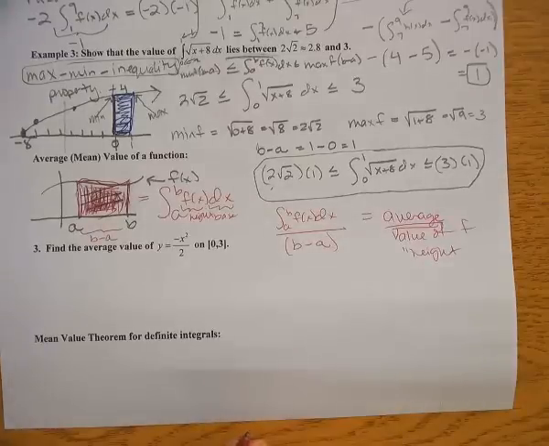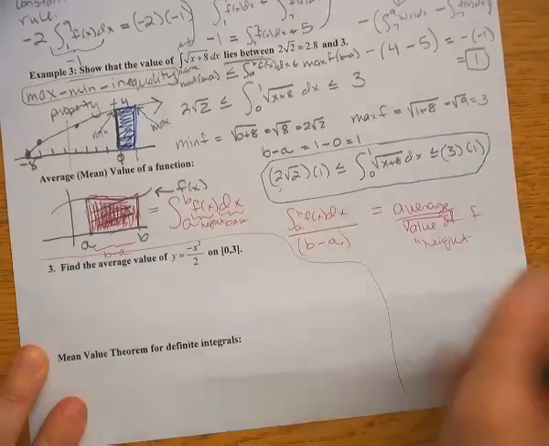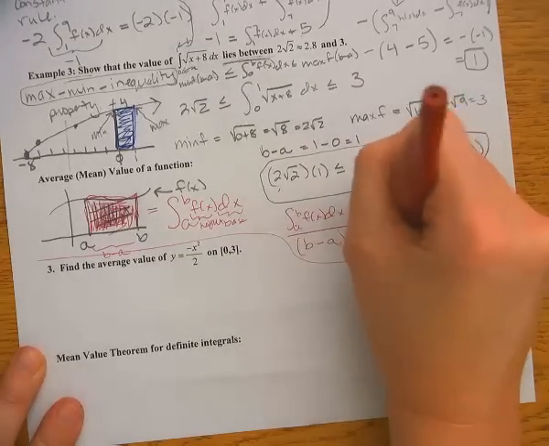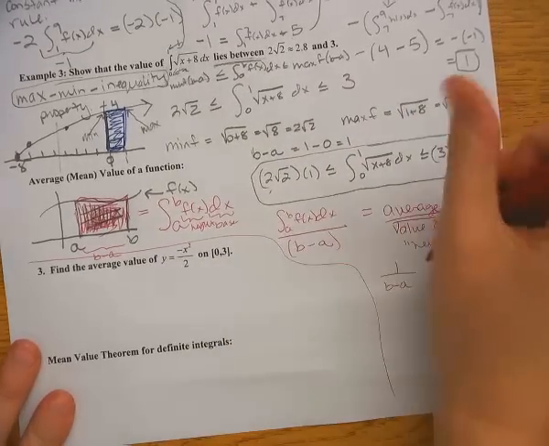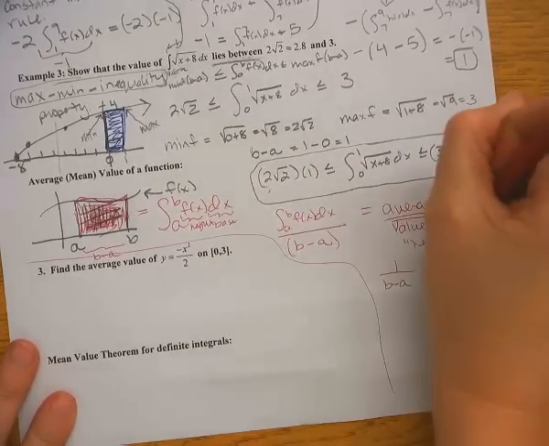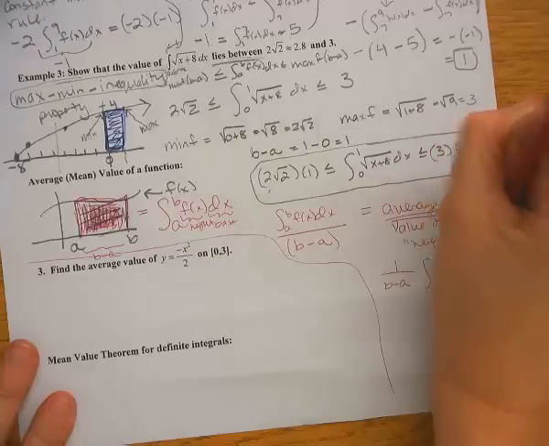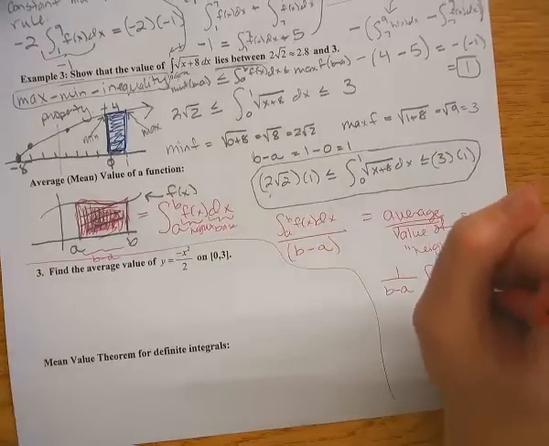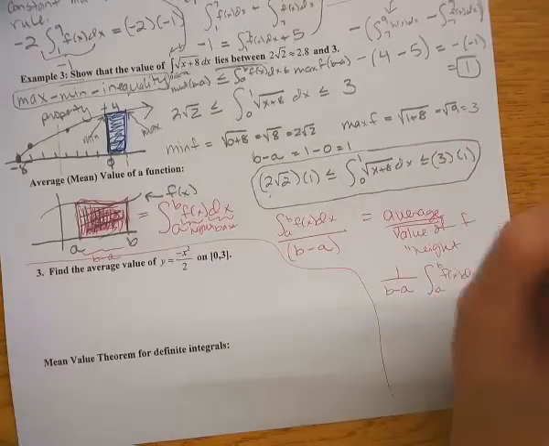Now the way the book writes this is they have it as 1 over b minus a, which is the same thing as dividing by b minus a, times the integral from a to b of f of x dx, and that's just equal to the average value of f.